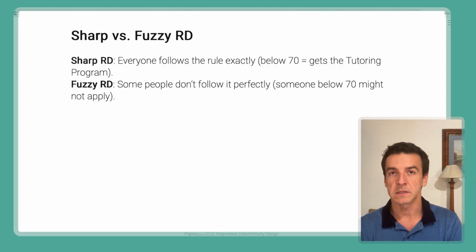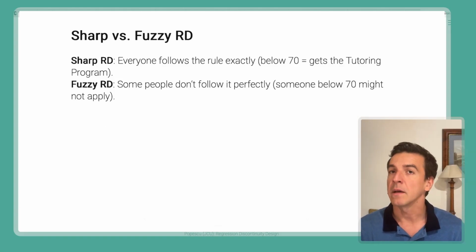It's also important to make the distinction between sharp RDs and fuzzy RDs. Sharp RDs refer to the idea that everybody follows the same rule. For example, if you get a score below 70, you get exposed to a tutoring program. If you get above 70, you do not. Fuzzy RD, on the other hand, reflects the idea that people don't always follow the rule perfectly. Even if you get below 70, it doesn't necessarily mean that you're going to follow the program, and the other way around. If you get above 70, there's still a possibility that you could join the program. This is the concept of a fuzzy RD.